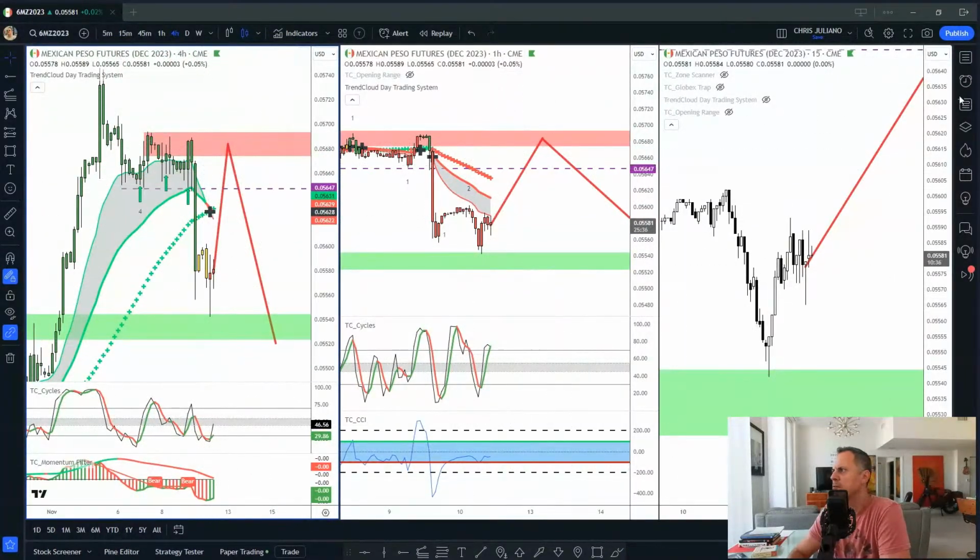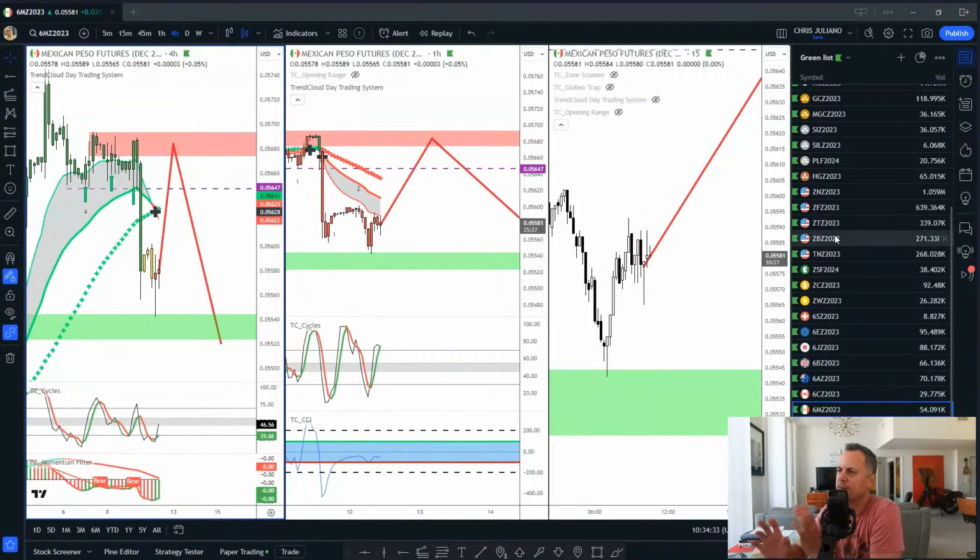Maybe that's what it wants to do. But I wouldn't, like, too many pieces of the puzzle missing, right? Too many pieces of the puzzle missing. Don't try to force anything. We want to look for stuff.